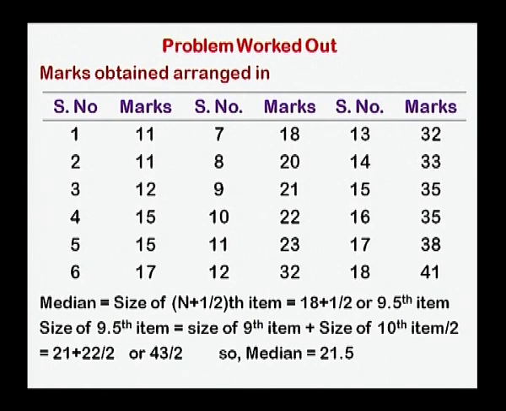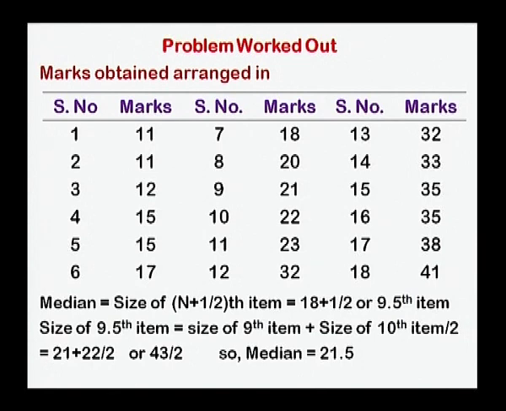After that, we have to apply this formula. Median is equal to size of (n plus 1) divided by 2 the item. In this problem, there are 18 items, or we can say there are 18 students, and we add 1 and divide by 2. In this way, we get the 9.5th item.